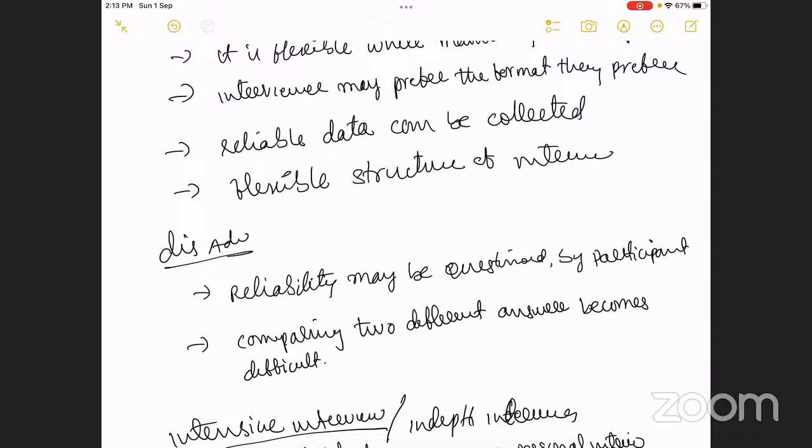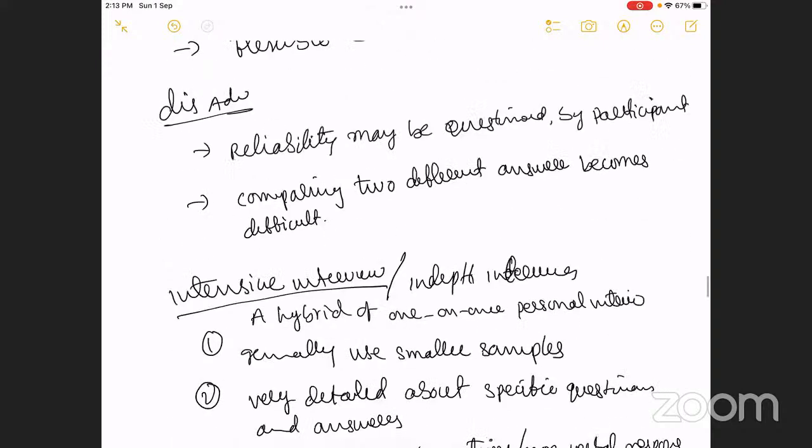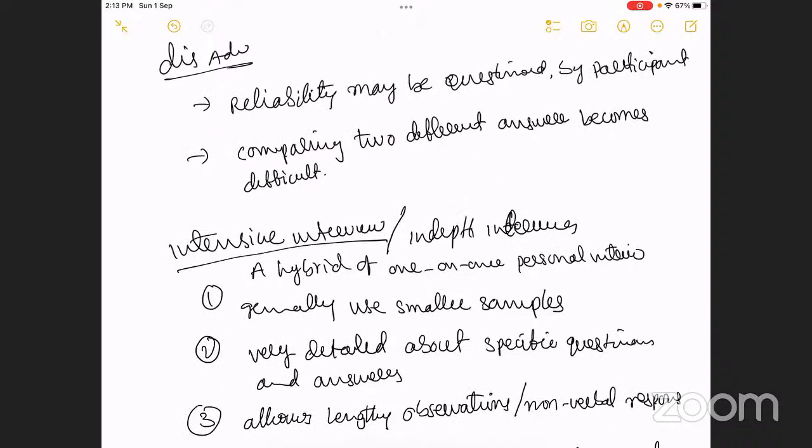The unstructured one we also discussed. It's very difficult to quantify because the question order is different. The questions asked differ from one person to another. One of the unstructured methods is the intensive interview, or in-depth interview. Intensive means you are digging deeper into the questions to get the answers. This intensive interview is used for smaller groups, not very big groups.